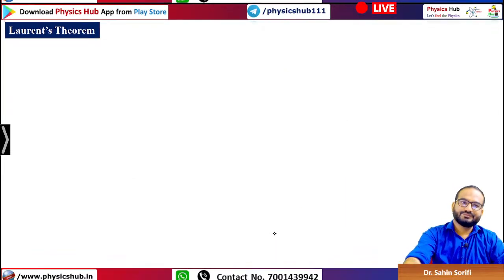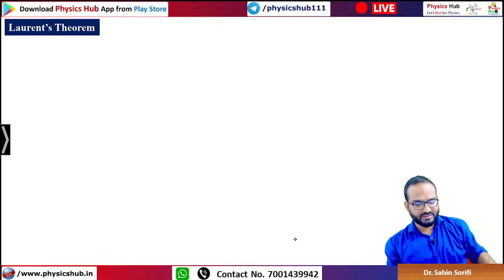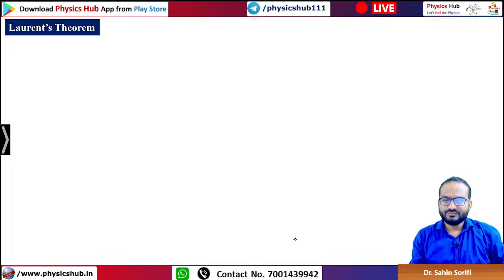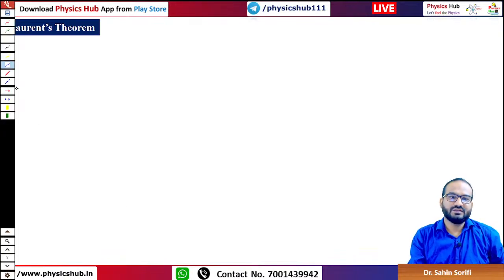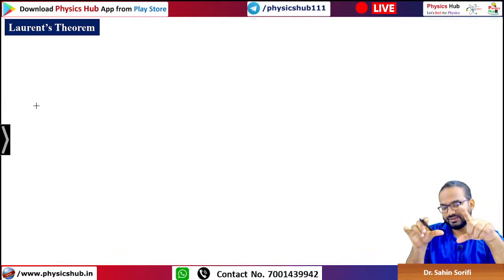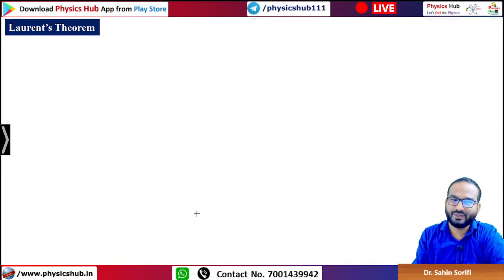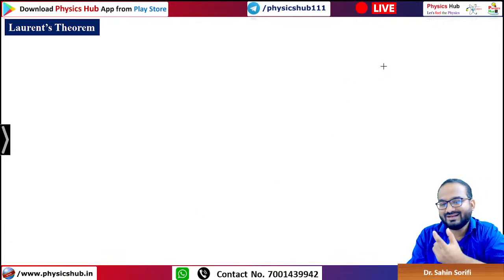Okay, let's move on to Laurent's theorem. Look, Taylor series you have done. Now in Laurent series, here you mainly see the application of complex analysis. In Taylor series we consider a circle, and within the circle the function is analytic. There is no non-analytic point. But in Laurent series, the region of being analytic is a ring shaped region.